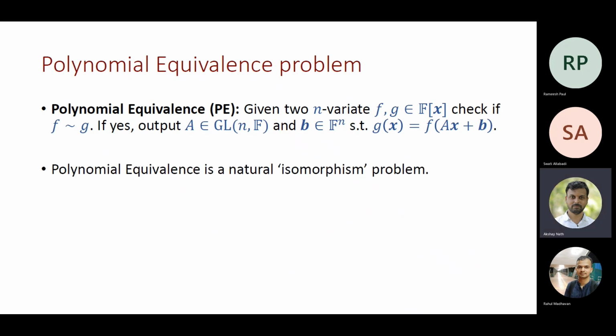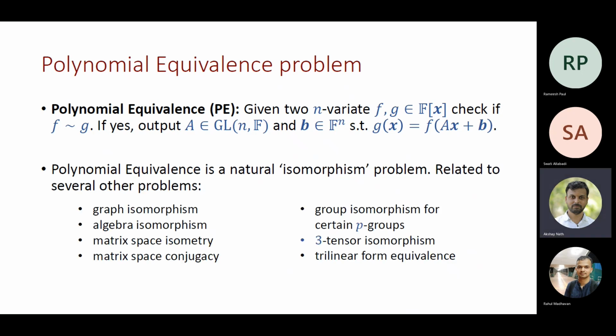Now, polynomial equivalence is a natural isomorphism problem for polynomials. In fact, sometimes this is also called the polynomial isomorphism problem. And it is also related to several other isomorphism problems, like graph isomorphism, algebra isomorphism, metric space conjugacy and isometry, group isomorphism for certain p-groups, three tensor isomorphism, and trilinear form equivalence.